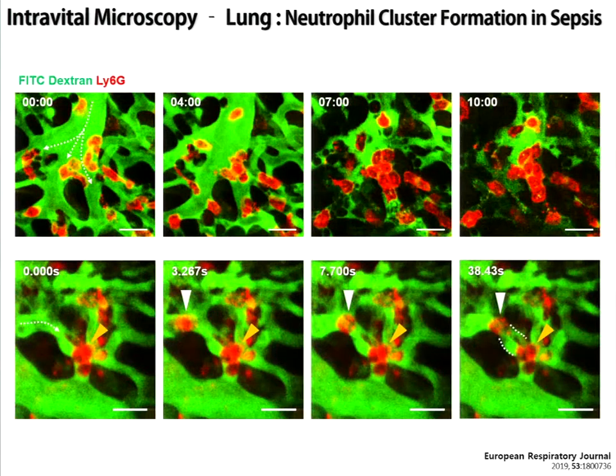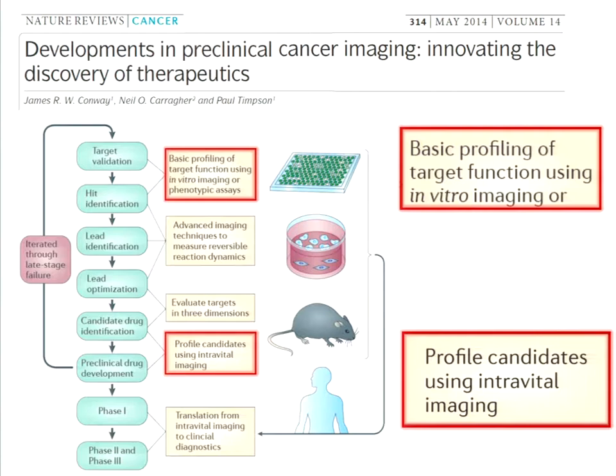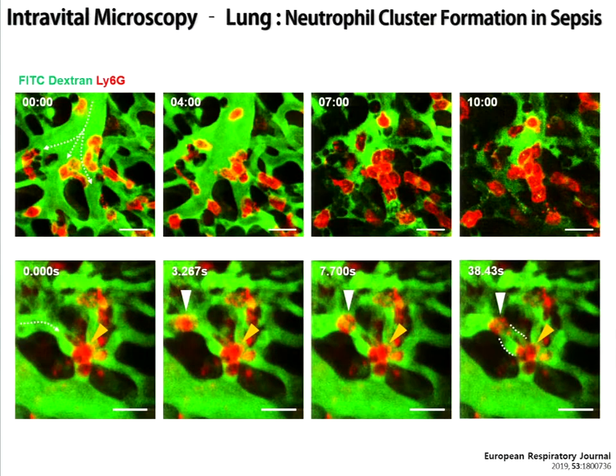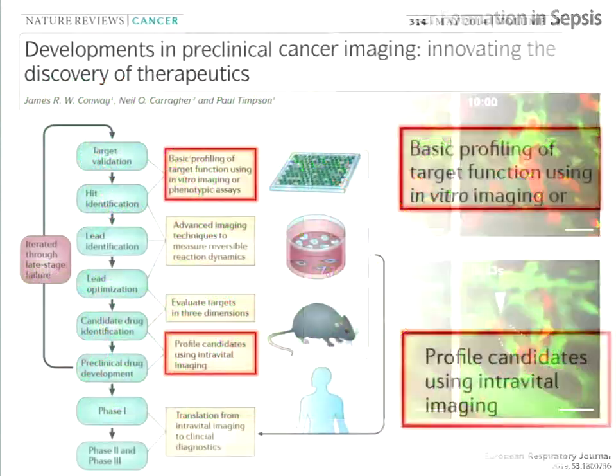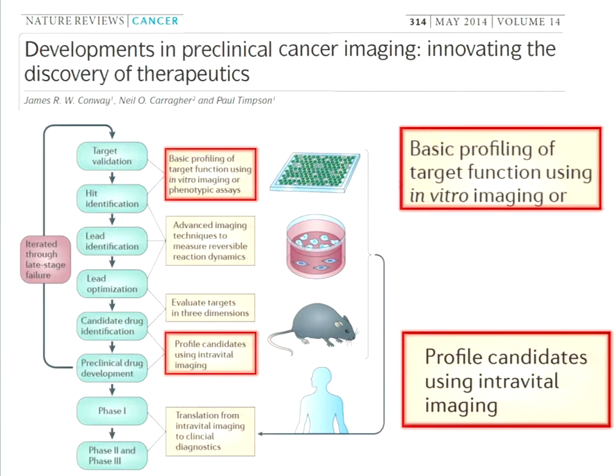This is the sequential data, as you can see. This neutrophil cluster formed, and it effectively blocked the blood circulation. So this is a good representative data. It shows that we can use intravital microscopy to investigate the cellular level pathophysiology of various human disease models. And in drug development, we can also use this intravital imaging in various steps of drug development.